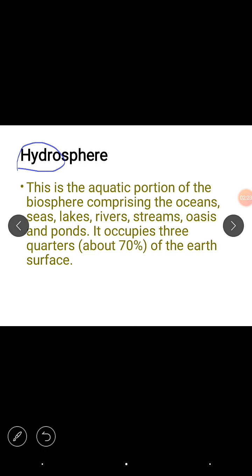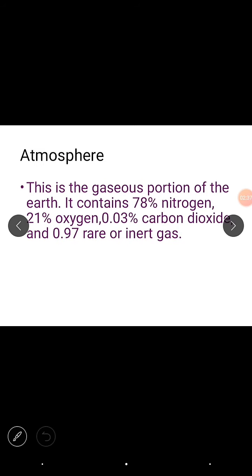Okay, and that comprises of the ocean, the lake, the sea, the rivers, the streams, oases, and then you have the ponds. It makes about 70% of the earth crust in total. Hope you are following. Then you have the atmosphere, and that is the gaseous portion of the earth. Okay, that is the evidence that the earth is surrounded by air, and the air is made up of 78% nitrogen, 21% oxygen, and 0.03% carbon dioxide, and then 0.97% rare gases.